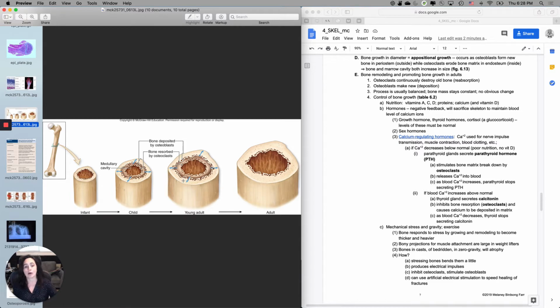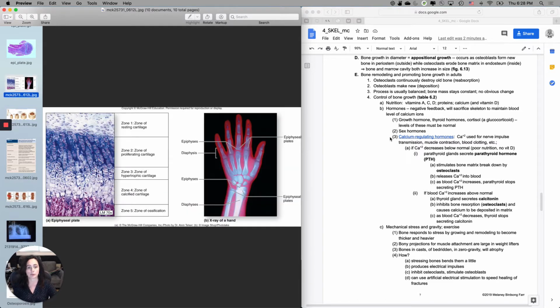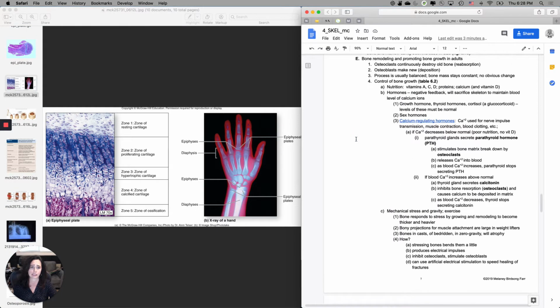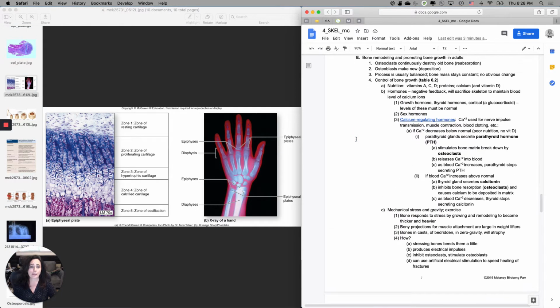Okay, so how about in adults? What do your bones do? We tend to think of our bones as kind of being done as adults, but they're absolutely not done as adults. What's happening in adults is you constantly have this sort of dance between osteoblasts depositing more bone mass and osteoclasts breaking down bone mass. So you've got constant deposition and reabsorption and deposition and reabsorption. But as long as the process is balanced, you don't really ever notice it.